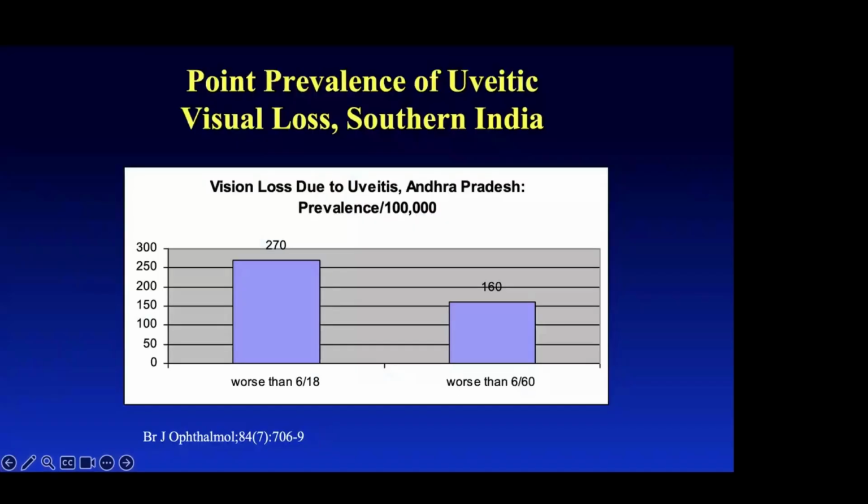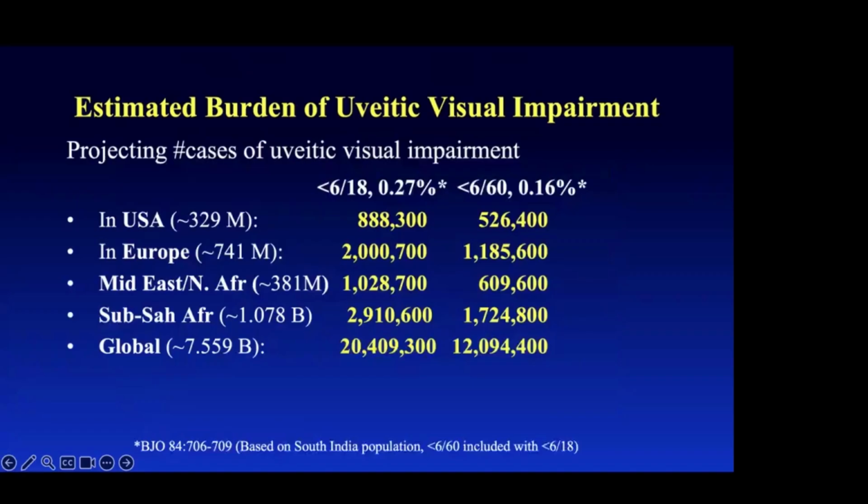This is looking at the vision loss, which was only done in the Andhra Pradesh study associated with LV Prasad. About 270 per 100,000, or 0.27%, had reduced visual acuity in the general population, and 0.16% worse than 6/60. If you project that out, then you have something like 20 million people in the world that have visual impairment due to uveitis and about 12 million with the US definition of legal blindness.